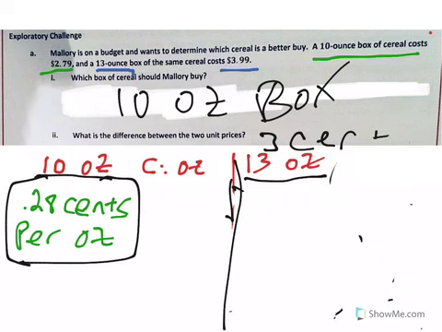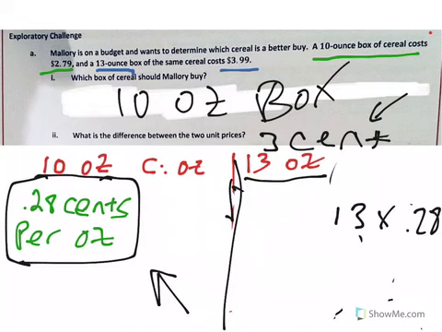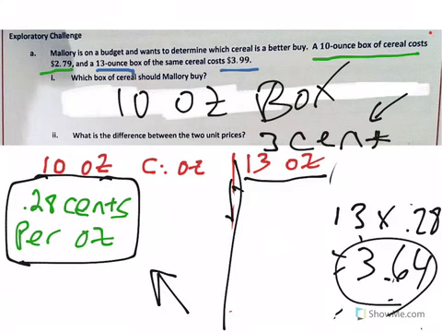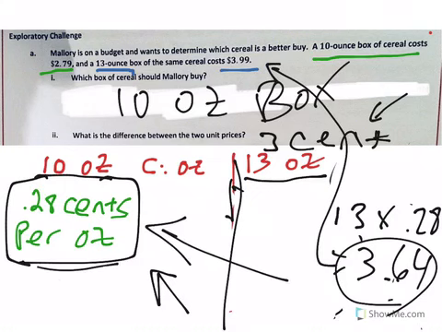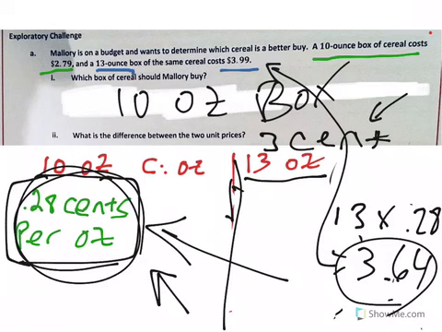Quickly, I just want to show you one other thing. If you didn't have to answer a question like this, like the 3-cent difference, if you just wanted to know what the better deal was, when you found out that the 10-ounce box was 28 cents per ounce, you could then take that times 13 and you get $3.64, which is less than $3.99. So you know this right here is actually the better deal, because if you were paying 28 cents per ounce and you actually could get 13 ounces, it would be cheaper.